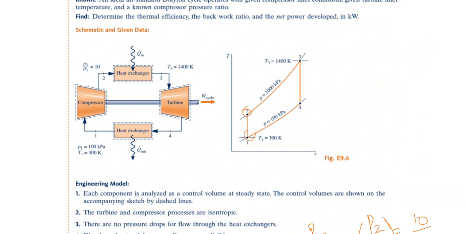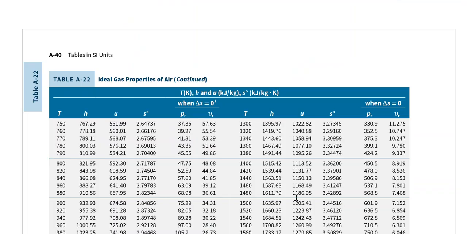Moving towards state number 3, that is actually 1400 Kelvin, as the temperature is also given. So let's move back to the A table again. At 1300, we have the enthalpy as 1395.97 and the pressure ratio at 330.